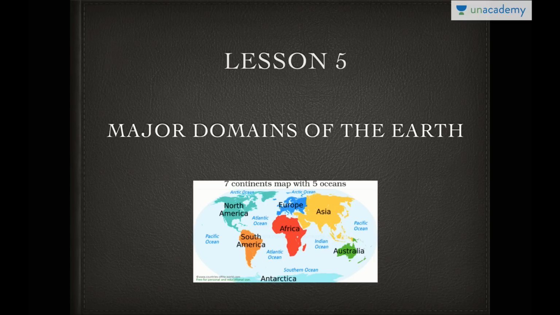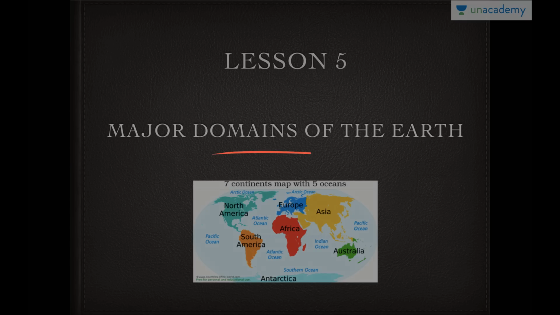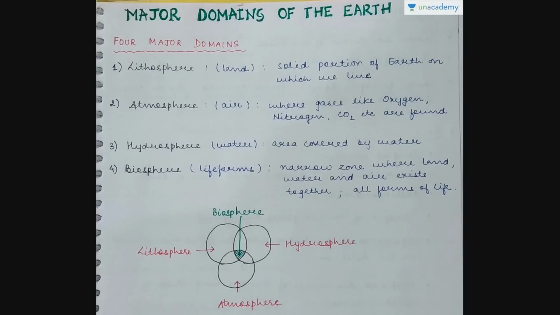Now, what are the major domains of the earth? There are 4 major domains: the lithosphere, atmosphere, hydrosphere and biosphere. Lithosphere deals with land, which consists of the land portion. So the solid portion of earth on which we live consists of the lithosphere.